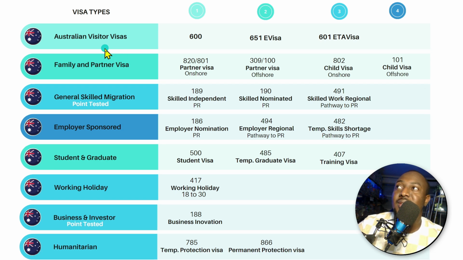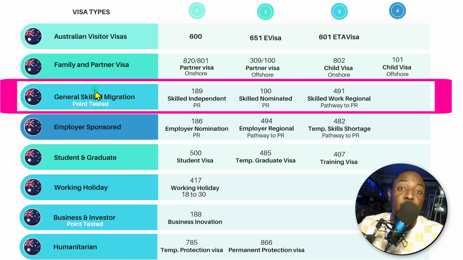Okay guys, so the next on the list is the general skilled migration. Okay, so if you're a skilled person, someone with the sort of skills that Australia needs, then you'll be able to come here independently, okay, on the general skilled migration. This visa subclass is points tested. Okay, Australia has got a points calculator, a points testing calculator. I'm going to share the link with you guys soon.